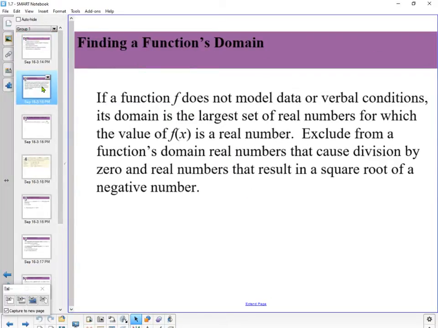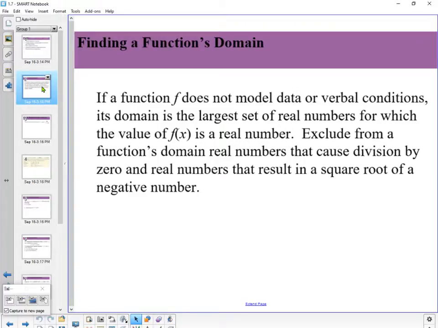Finding the domain of a function. If the function f does not model data or verbal conditions, its domain is the largest set of real numbers in which f of x is a real number. That means that I'm searching down my x's, and as long as every x has a y value or an f of x value, then that's in the domain. Kind of like when we looked at ordered pairs. You guys remember when we did ordered pairs, all the x's are domain, all the y's are range, okay?